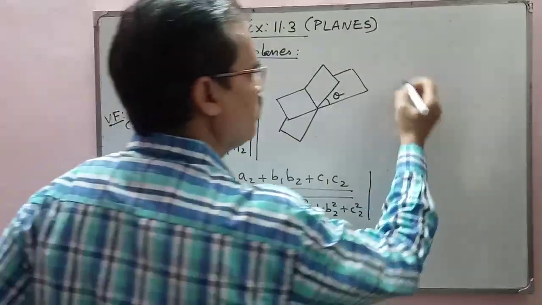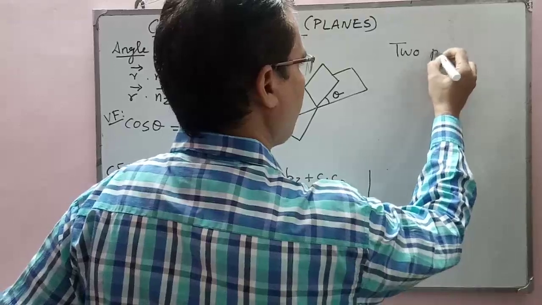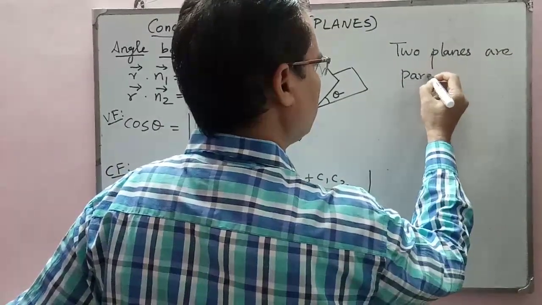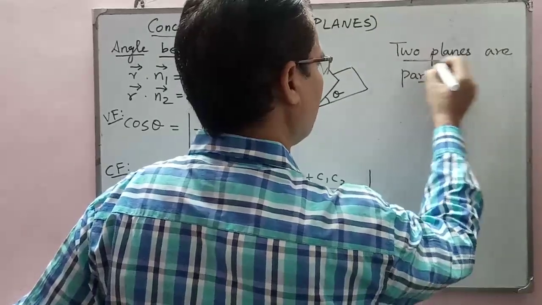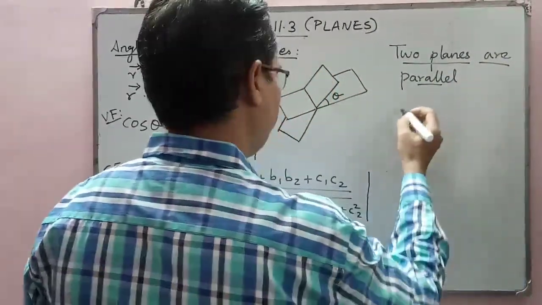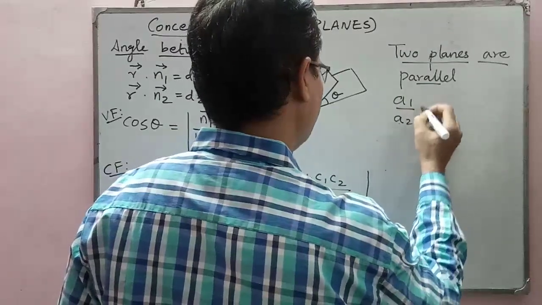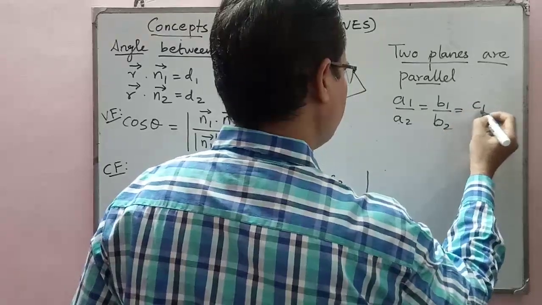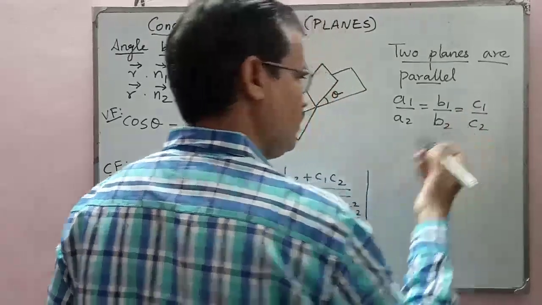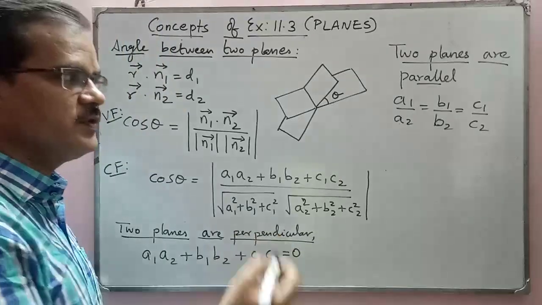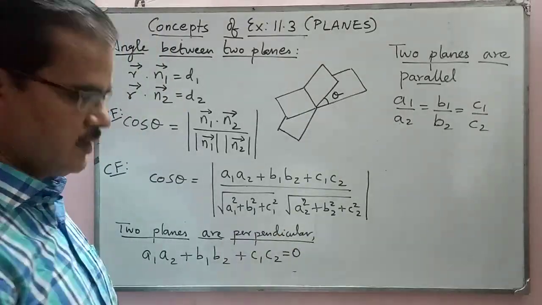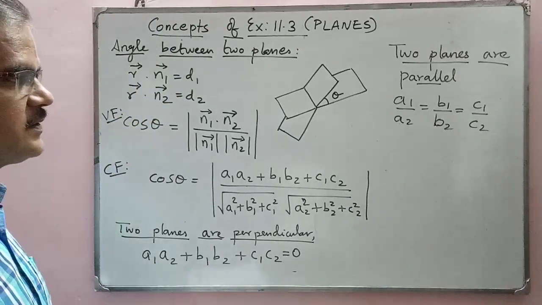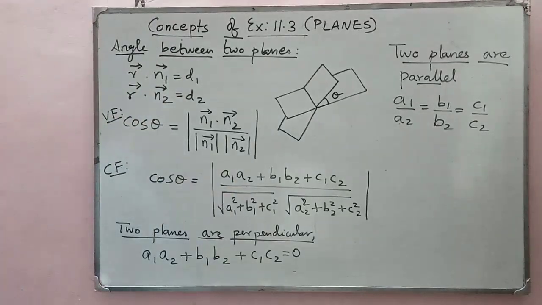Now to prove two planes are parallel. See, always you should compare and learn, that will be easier for you. To prove that two planes are parallel, what is the condition? You will write a1 by a2 equals b1 by b2 equals c1 by c2, where a1, b1, c1 are direction ratios of the first plane and a2, b2, c2 are the direction ratios of the second plane. Next is perpendicular distance, that I will show in the next screen.